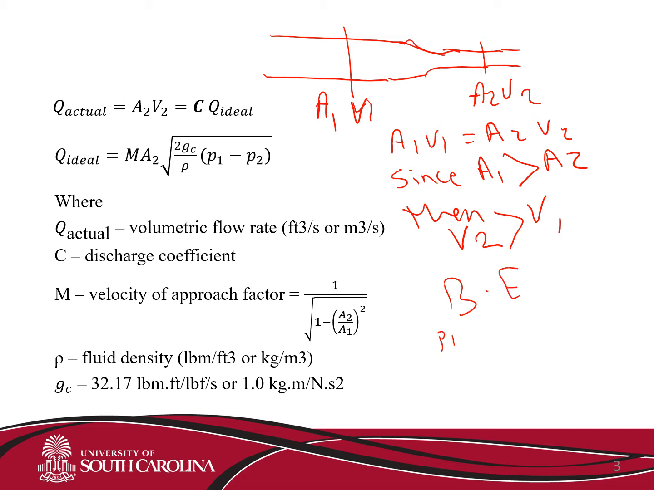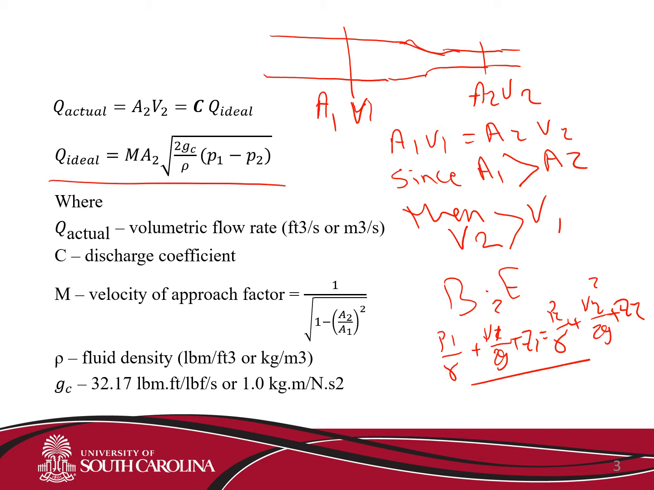you can find P1 over gamma plus V1 squared over 2g plus Z1 equals P2 over gamma plus V2 squared over 2g plus Z2. From this relationship, you can find this equation. Where Q is the actual volumetric flow rate, make sure to use the right unit, meter cubed per second. C is the discharge coefficient and the velocity of approach factor.